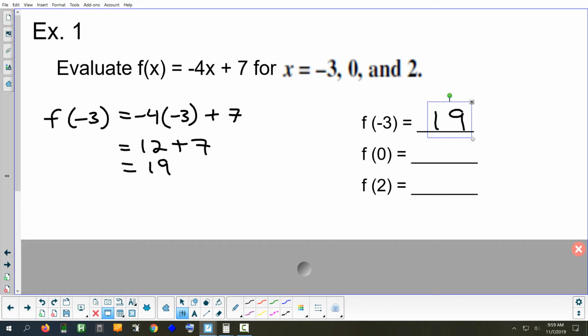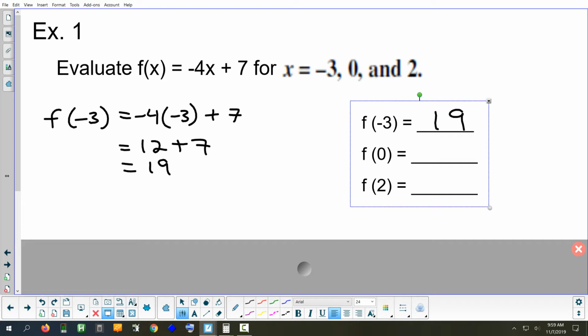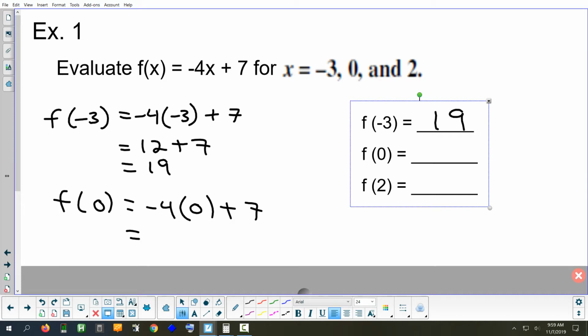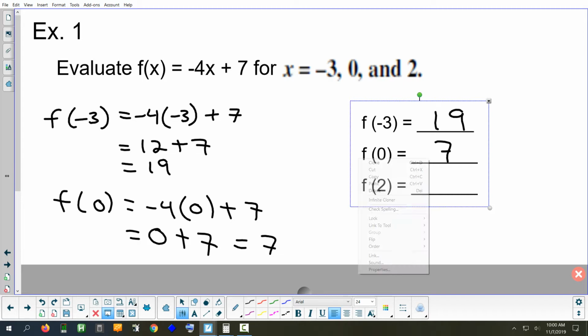Now I want to know if you plug 0 into the formula for f. We'll do that off to the side. So negative 4. And Lucas, what am I plugging in? 0. What's negative 4 times 0? 0. And what's 0 plus 7? 7. So this says that if you plug 0 into the formula for f, you will get 7.